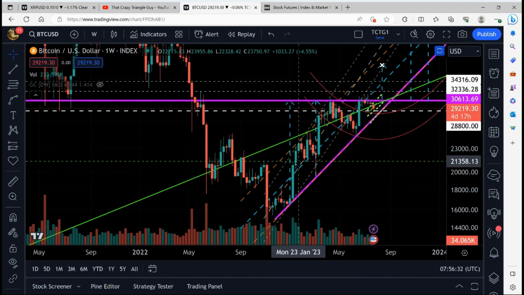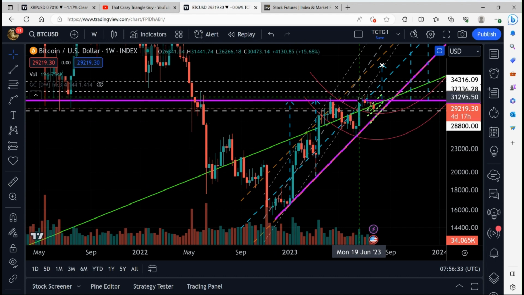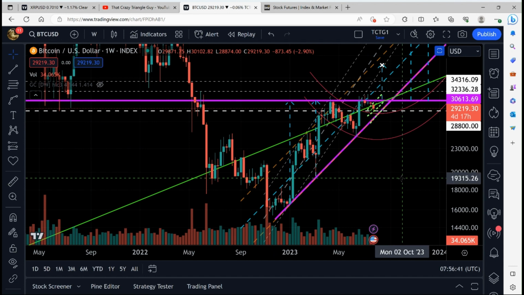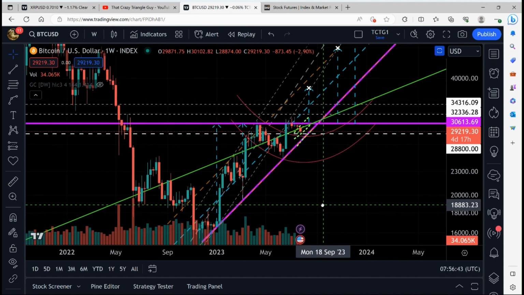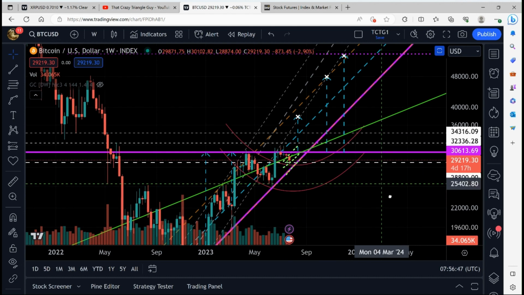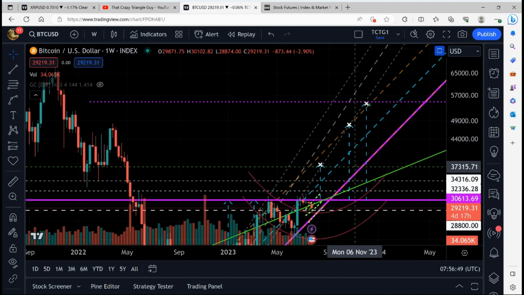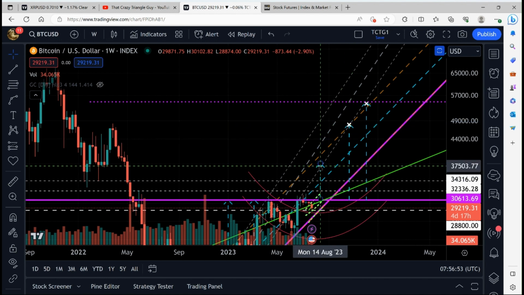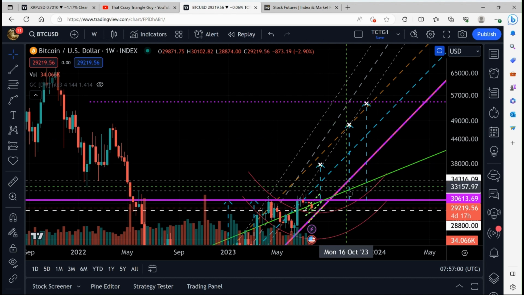You can see where we've gone up and down and up and down between the top and bottom of each of these parallel channels. So these are my price targets. That one was around 37,000, and the time frame for that is mid-August, just a few weeks here.